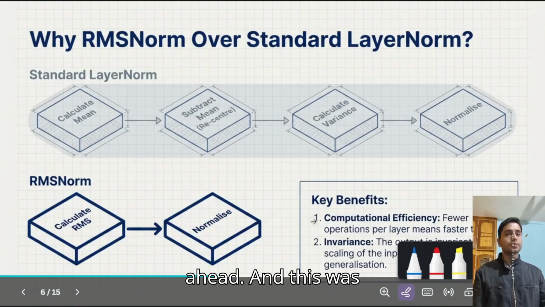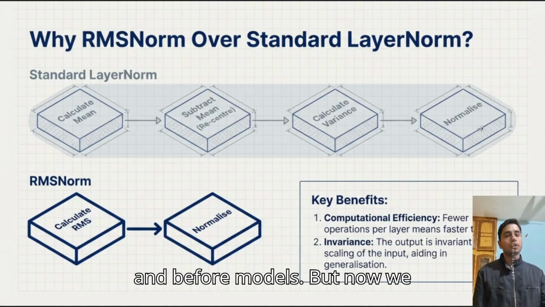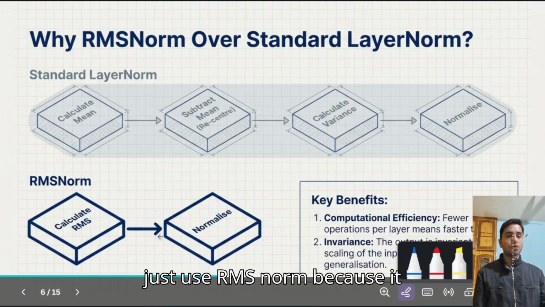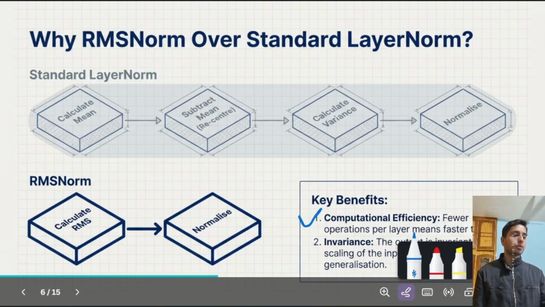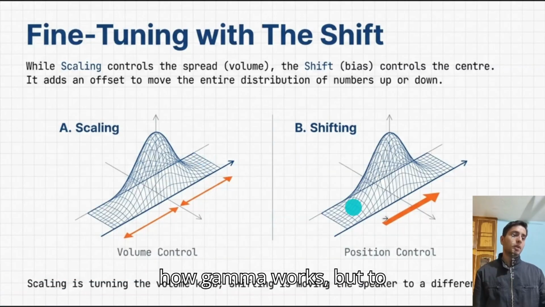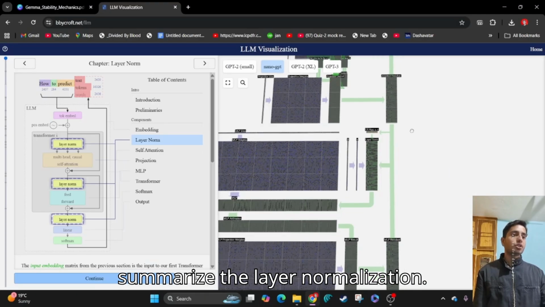If we go ahead, this was the standard used in nano GPT and earlier models, but now we just use RMS norm because it is computationally efficient, and it causes invariance.